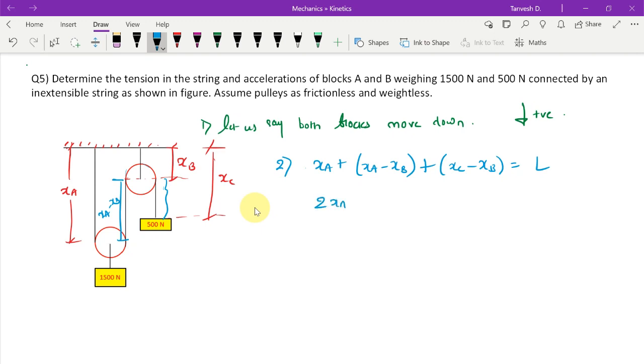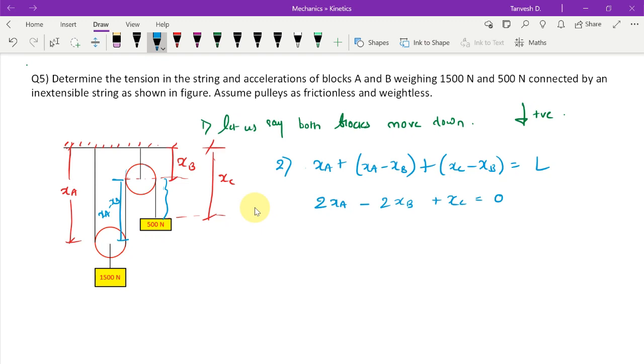First of all, let me just simplify this. So it's 2 times XA minus 2 times XB plus XC is equal to L. L is always constant, the length of the string, no matter whether this moves down or up, or whether this moves down or up, the total length of the string will always remain constant, right?